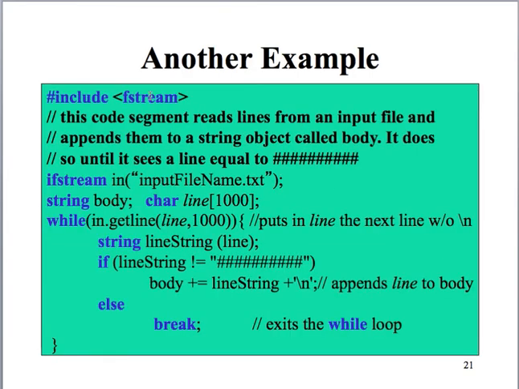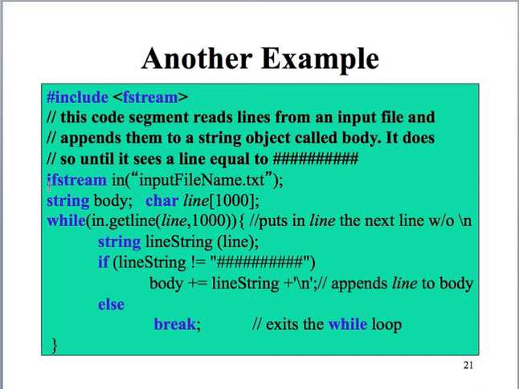Here's another example. This one also includes something called fstream, and fstream is the header file we use to be able to read and write from files other than standard in and standard out, just like we did with fread and fwrite and stuff in C. So we'll get an example of how that works.